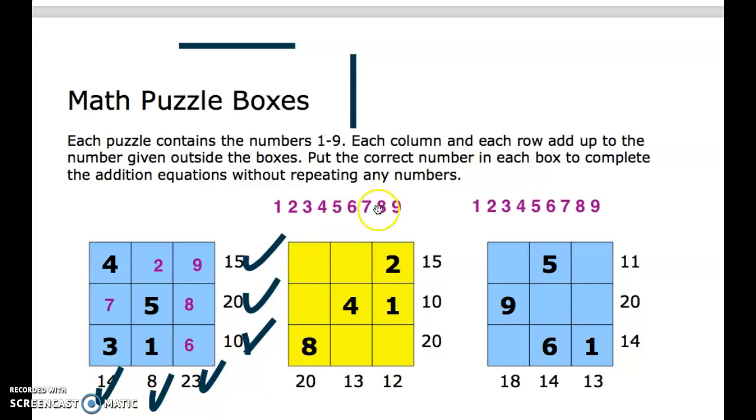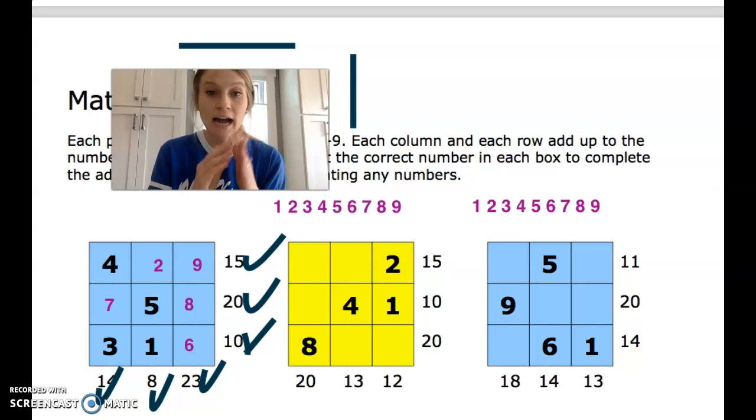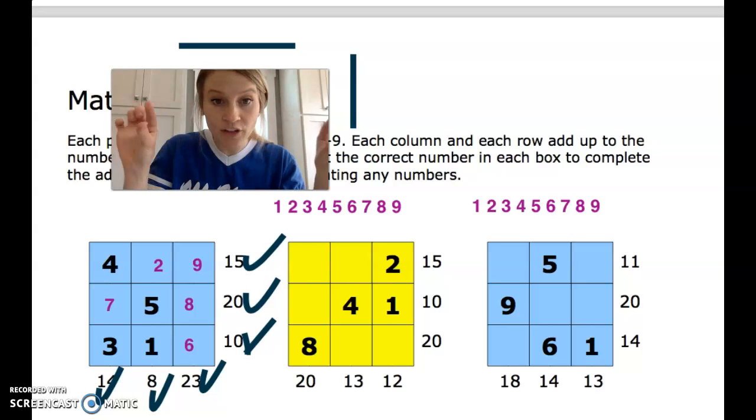We finished it. All right, so now we have to go to the next puzzle box. I'm going to do this next one with you. And again, here is my strategy. I always put all the digits out.